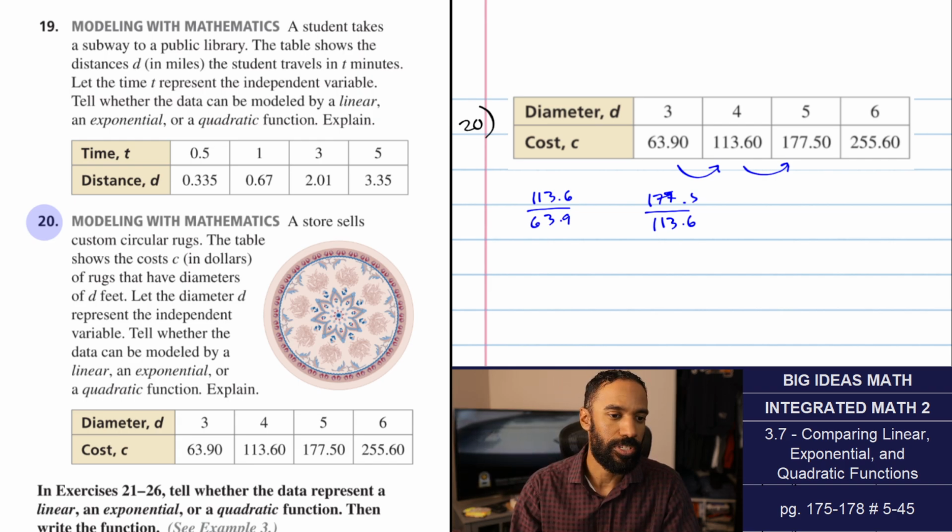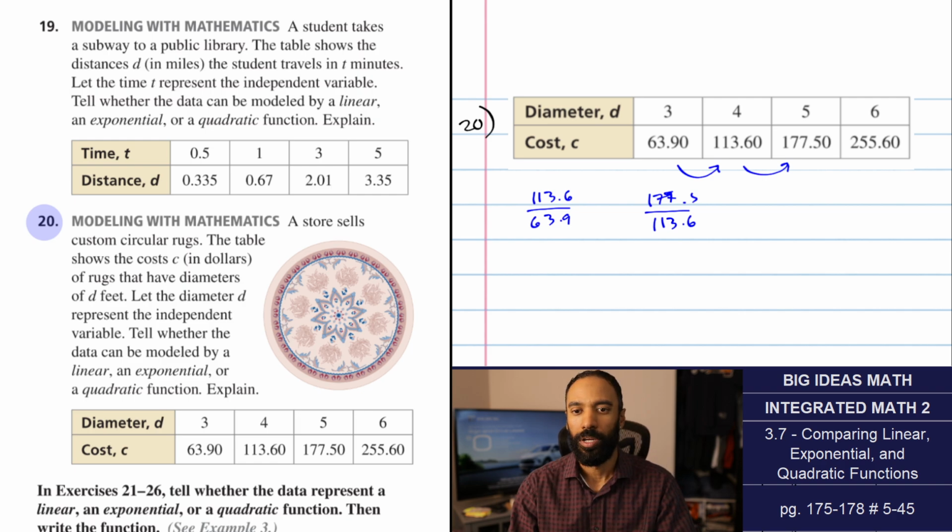And then 177.5 divided by 113.6. Whoops, I typed it wrong. I typed 13.6. 113.6. Different number. So I'll show you on my calculator what I had there. First of all, I made a mistake. So I did this divided by that. I got 1.7 repeating. Then I screwed up in what I typed. Apologies. But I tried this divided by that. I got a different number. Not a common ratio. Likely not exponential. So I'm going to assume quadratic.